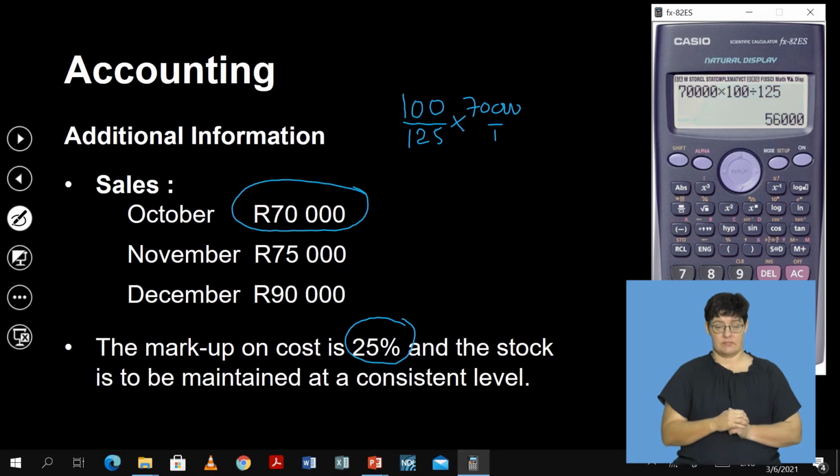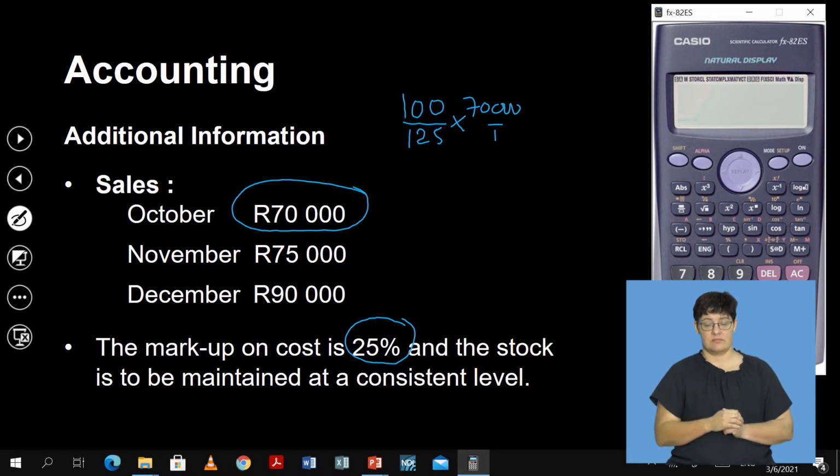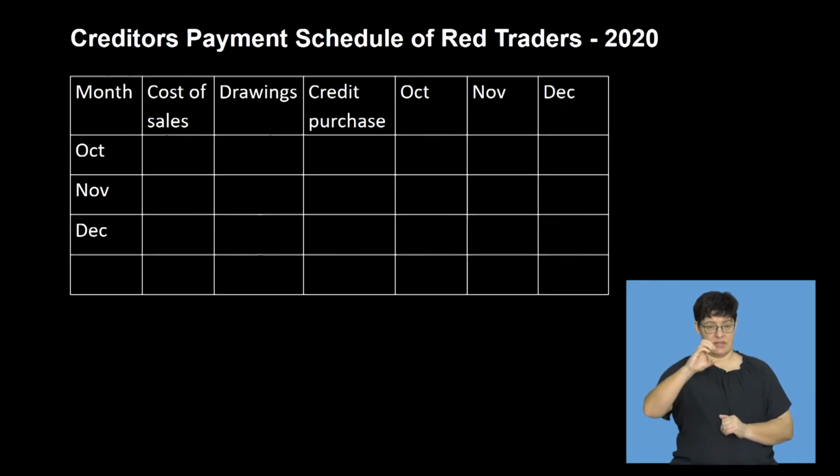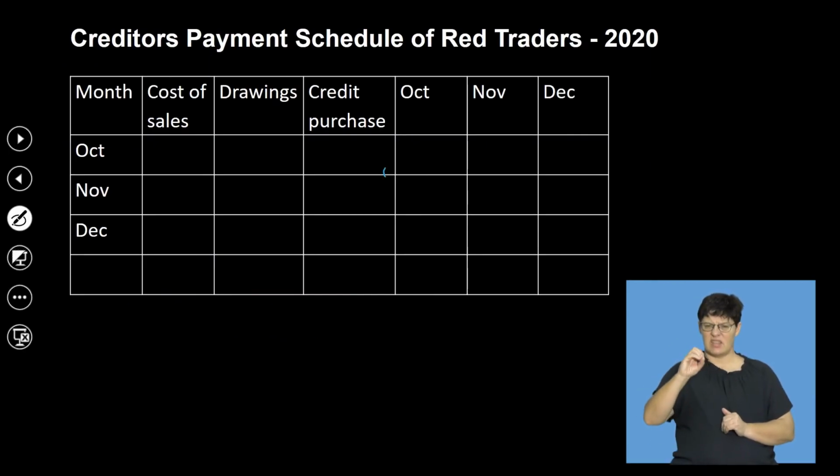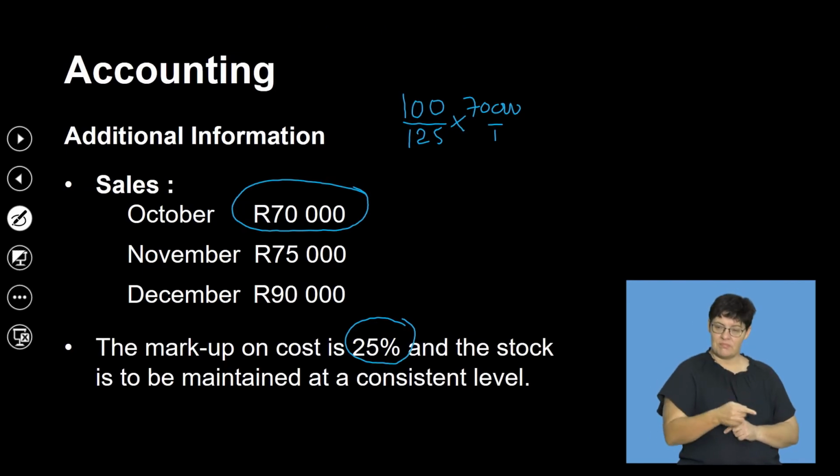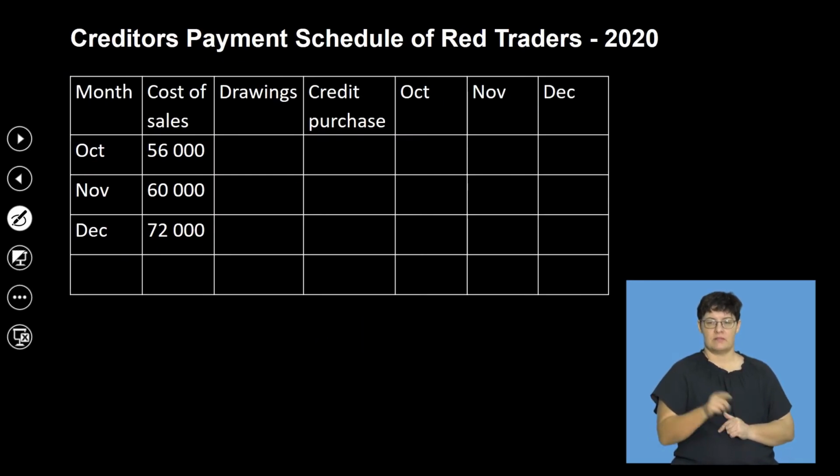And here we go. We take 100 times 70,000 divided by 125, and you're going to get an answer of 56,000. What is the 56,000, guys? The 56,000, as you will see here, there we go. There's my cost of sales of 56,000.